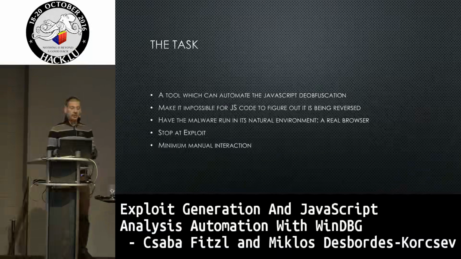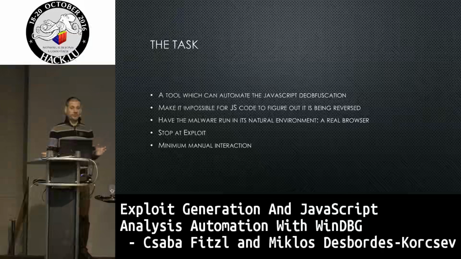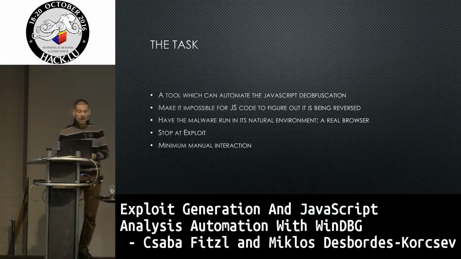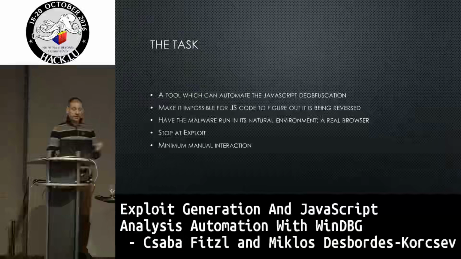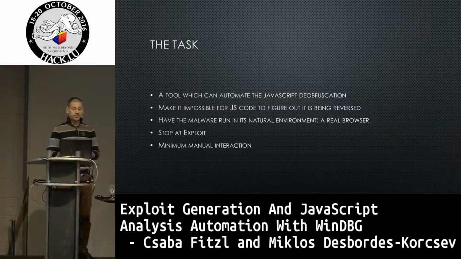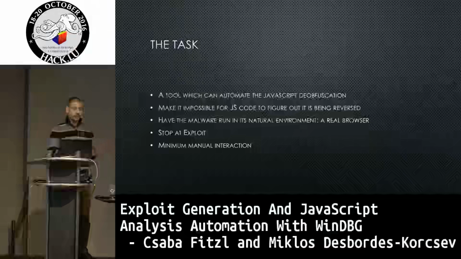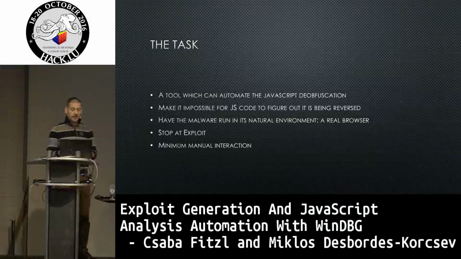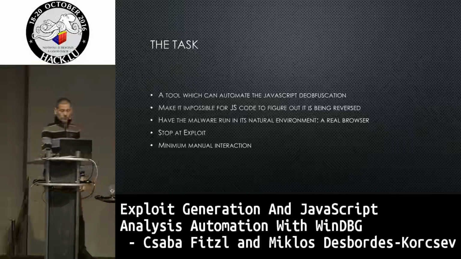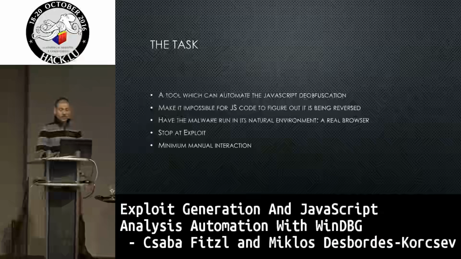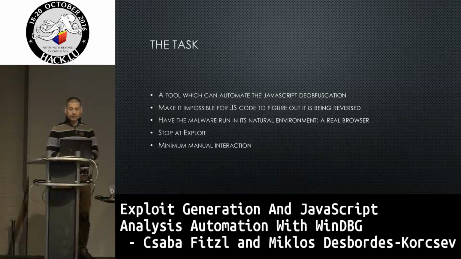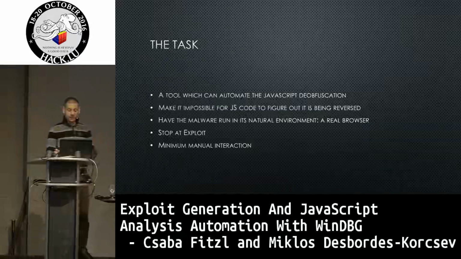We want to have the malware run in its most natural environment, that is the browser itself. So it would be very nice if we could somehow get it to stop at the point where the exploit starts to run, and we want to have minimum manual interaction. This comes in handy when the JavaScript code is trying to run a browser exploit with a heap spray and a use after free situation, for example.